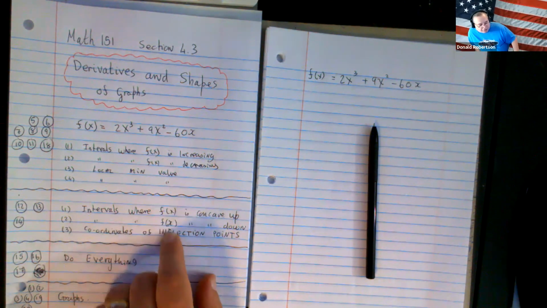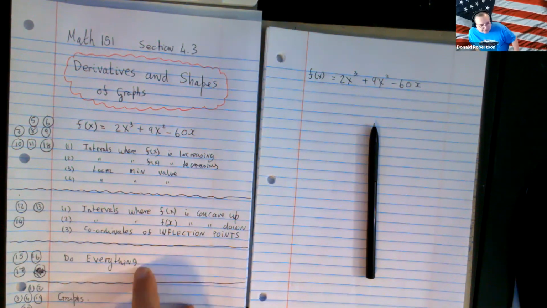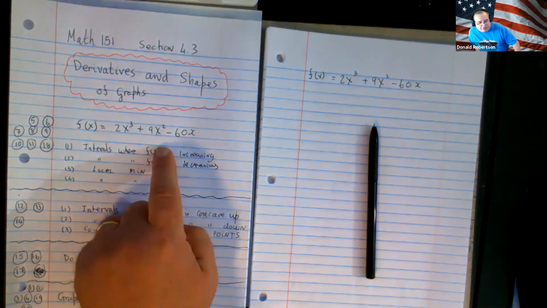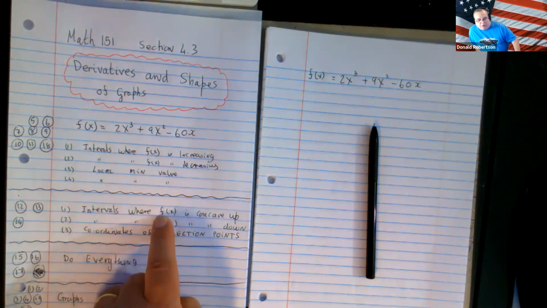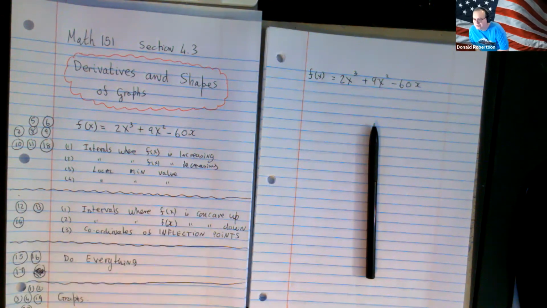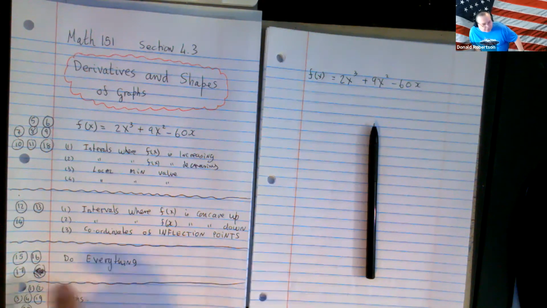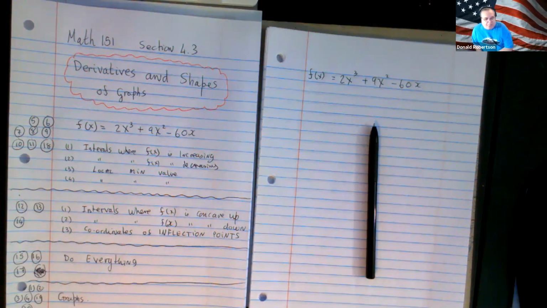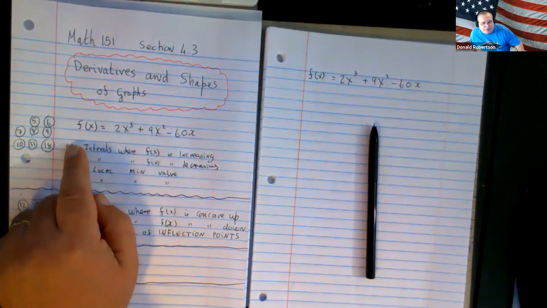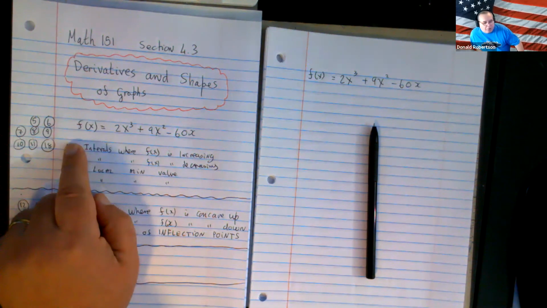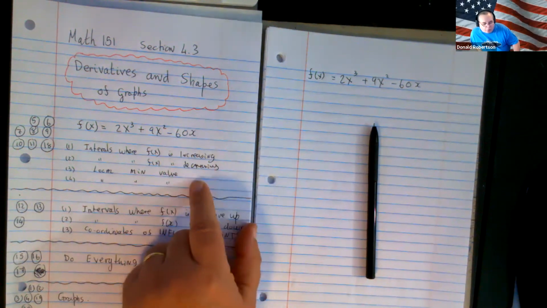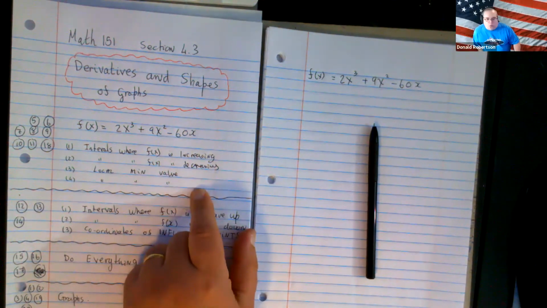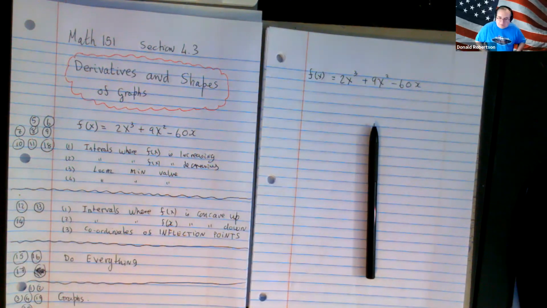And then there's 3 questions where you do everything. And everything means you find increasing, decreasing, max and min, concave up, concave down, and inflection points, and pretty much everything you would ever want to know about a function. And there are 3 questions in the homework that get you to do that. So let's return back to this one. And we are being asked to find when is it increasing, decreasing, the local min value and the local max value.